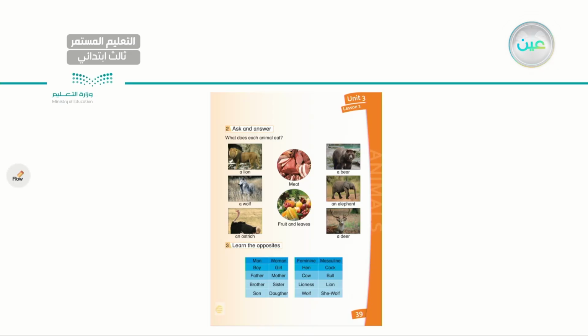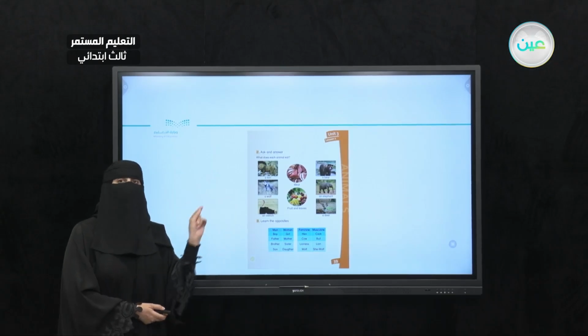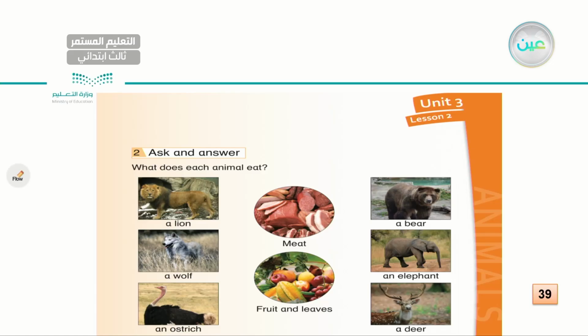Now, I need you to open your books at page 39. Page 39. I'll be zooming in on the upper part, but I need you to have your pencils ready because we'll be writing and matching here. Now, what does each animal eat?